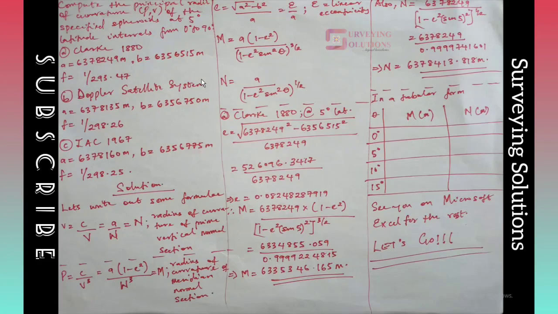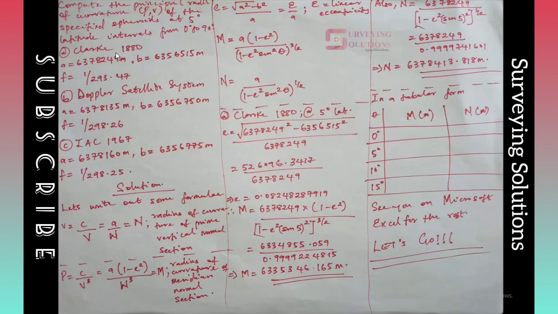Now, some of those are in your literature. You can check them out. However, what we are concerned with now is that there are three ellipsoids, three spheroids, that have been specified here. We have the Clarke 1880 and its parameters, the Doppler satellite system and its parameters, and then the IAU 1967 and its parameters. Right? Good. So we want to use these ellipsoids or spheroids as we have them here.